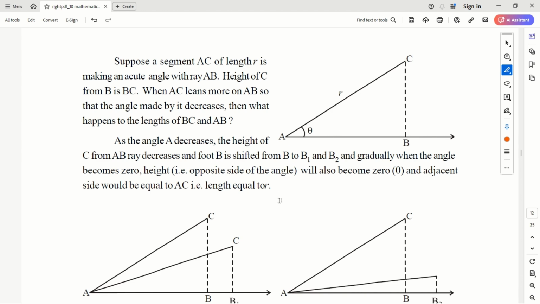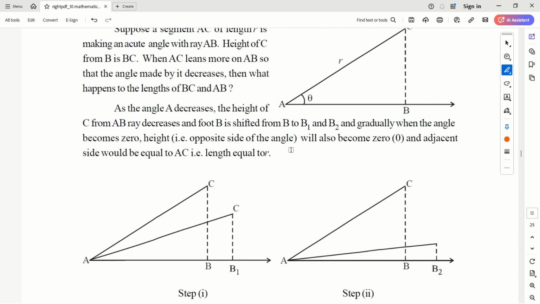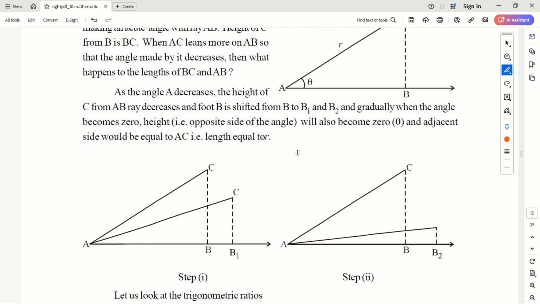Once you know this, sine 0 is 0 by something, which is 0. And cos 0 is adjacent by hypotenuse; if this angle is 0, these two will be the same, so it will be 1. And tan is nothing but sine by cos, so 0 by 1, which is 0. And you have cosec, sec, and cot, which are exactly reciprocals of these.